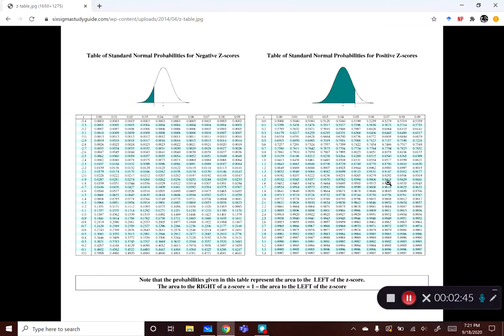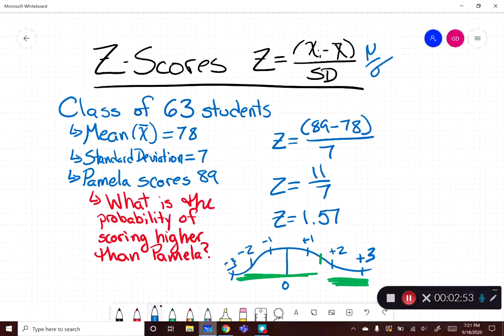So we have 1.57. So we have 94.18. Now if we move this over to a percentile, we would just take the decimal place and move it over to here. So we have 94.18%. So she scored higher than 94% of the class.